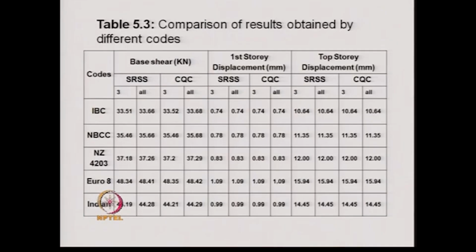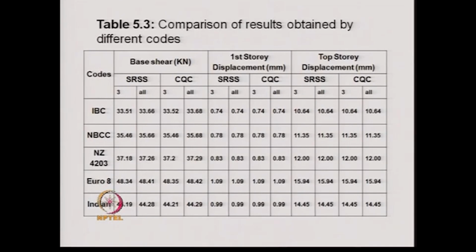The results are summarized over here. IBC is the International Building Code, NBCC is the National Building Code of Canada, NZ is the New Zealand code, Euro 8 is the Euro code, and the Indian code. The comparison for the base shear, the first story displacement and the top story displacement is shown in this table. Firstly, one can see that when we take only the first 3 modes and when we consider all the modes, the results do not vary much. That is what we expected, because the time periods are well separated. Therefore, the values remain more or less the same.